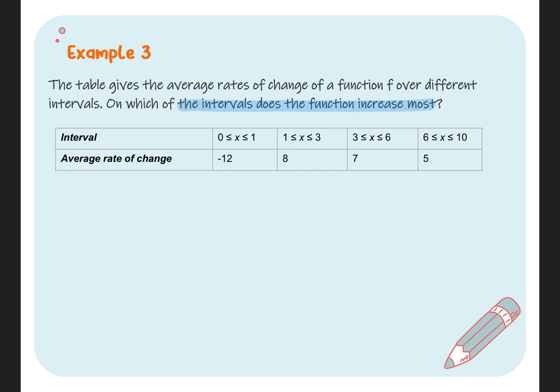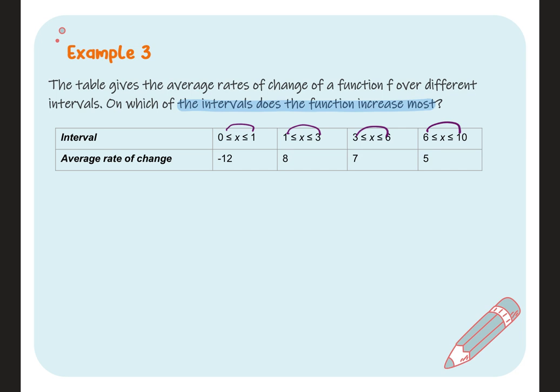Second thing is, look at your intervals on the top. Are they all the same? Not necessarily the values, but the amount of interval. No, right? The first one is going from 0 to 1. That's only 1 unit. The second one's going from 1 to 3. That's 2 units. The third one's going from 3 to 6. That's 3 units. And then 6 to 10. That's 4 units. That means my rate of change is not equal intervals here. I can't just look at these numbers and pick the biggest one.